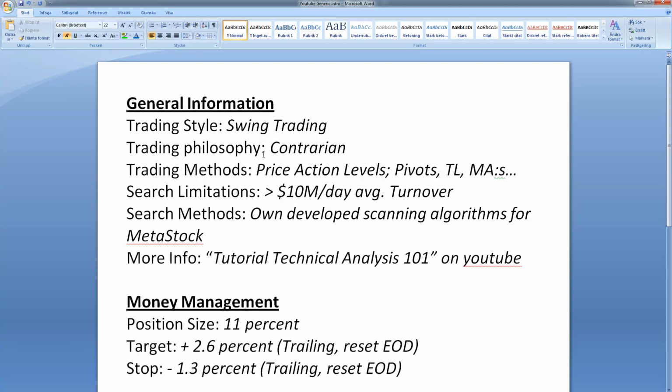If you want more information about how price action levels work or technical analysis in general, please watch my tutorial video on this YouTube channel. Money management: I have a position size at the moment of 11%. My target is 2.6% trailing, reset end of day. My stop is minus 1.3% trailing, reset end of day.